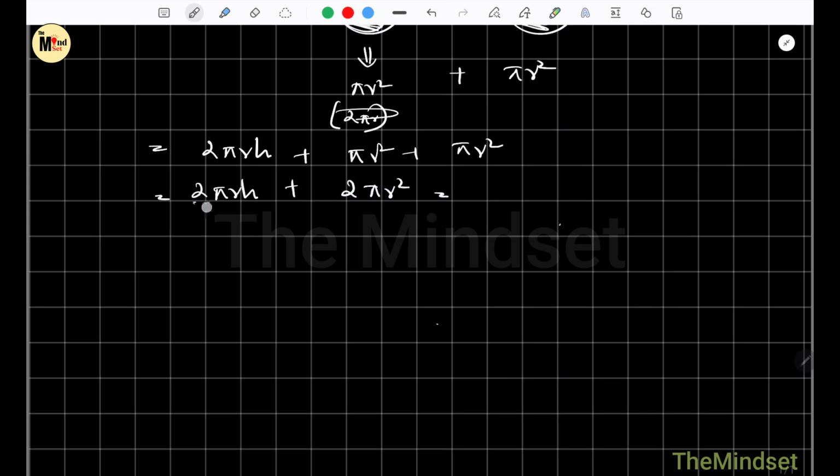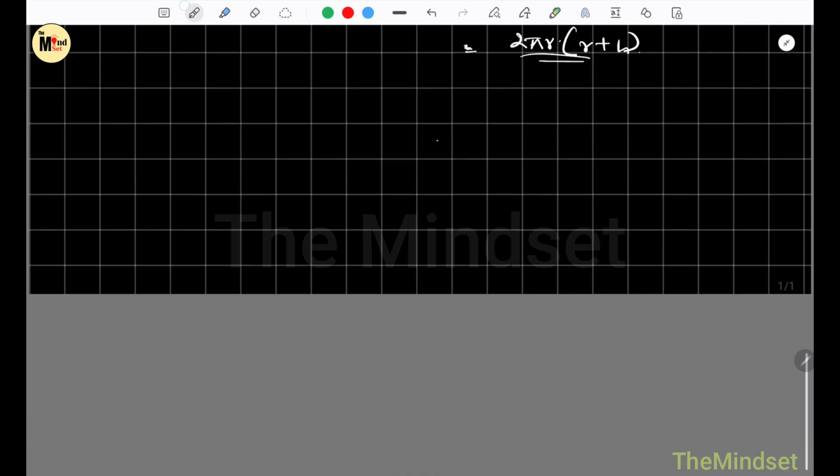Now using factorization, we can take 2 pi r out from both terms. That will leave h here and r here. So to say it easily, we say 2 pi r into r plus h. So now the total surface area is done.